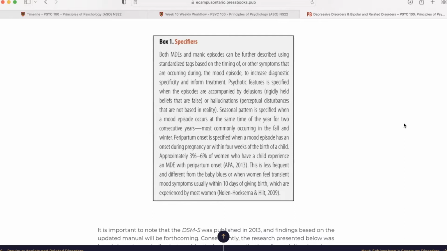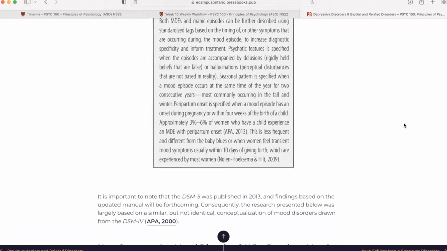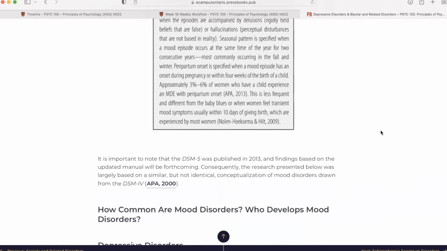Seasonal pattern is specified when a mood episode occurs at the same time of the year for 2 consecutive years, most commonly occurring in the fall and winter. Peripartum onset is specified when a mood episode has an onset during pregnancy or within 4 weeks of the birth of a child. Approximately 3 to 6% of women who have a child experience an MDE with peripartum onset. This is less frequent and different from the baby blues, or when women feel transient mood symptoms usually within 10 days of giving birth, which are experienced by most women.